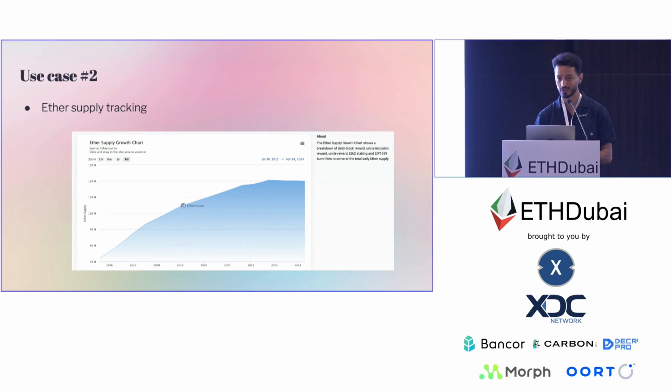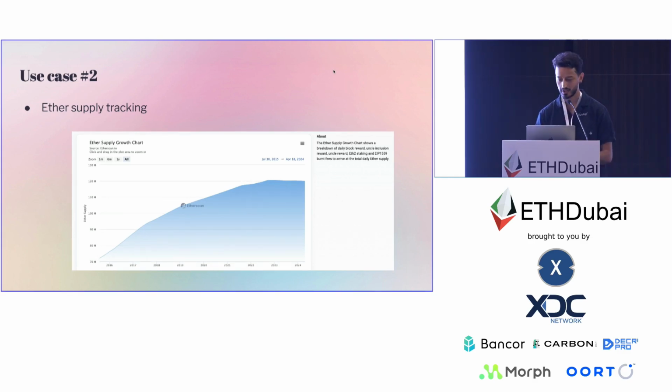It's not so easy to get the total supply of Ether from an EL client. This data is not exposed via the API, and there are nuances to calculating the supply. I'm going to read out the description here from the chart.